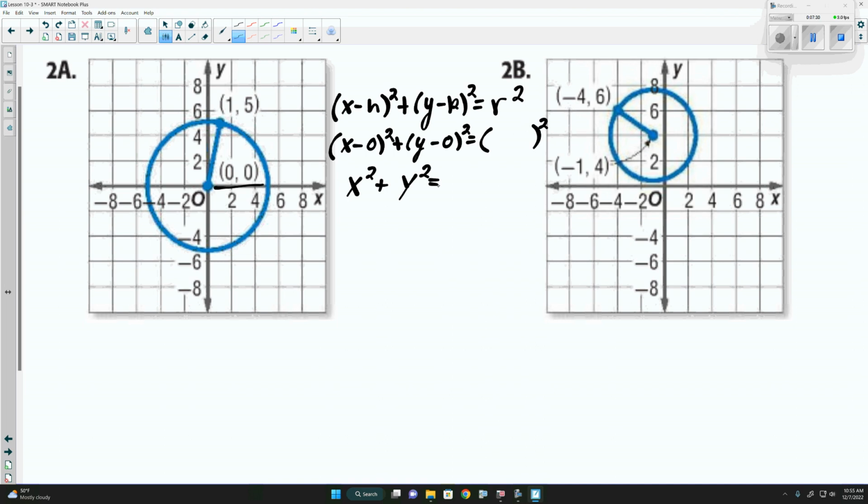Well, the radius is just the distance from the center of the circle to a point on the circle. So we can use the distance formula with our 0, 0 and 1, 5. So we can say 1 minus 0 squared plus 5 minus 0 squared to get our equation here.